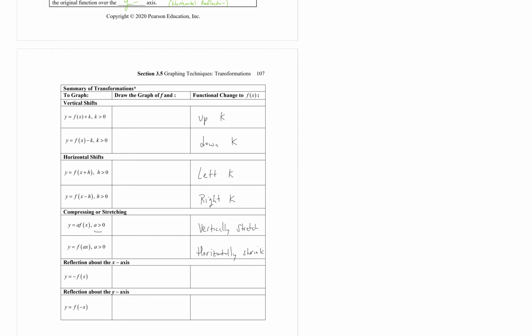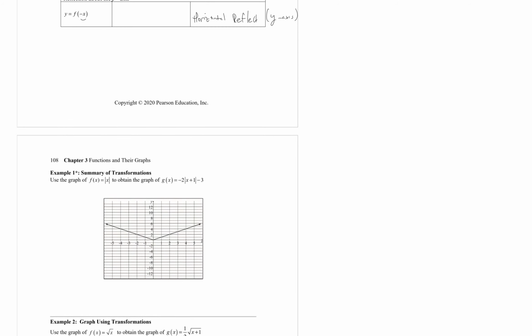If I put a negative outside, we just learned about it, it's going to be a vertical reflection, right? I want you to remember, vertical reflections are over the x-axis, and then horizontal reflection, which is inside, is over the y-axis. All right, you can draw it if you like, but this is just so you can know how it works.